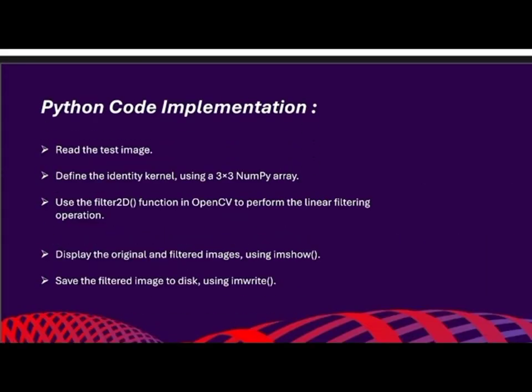Okay, let us see the Python code implementation. It has 5 steps. The first one, we need to read the test image. Next, we need to define the identity kernel, as mentioned at the start of the video, using a 3 into 3 NumPy array. Use the filter2D function in OpenCV to perform the linear filtering operation. Then we need to display the original and the filtered images using the imshow function. Save the filtered image to the disk using the imwrite function.